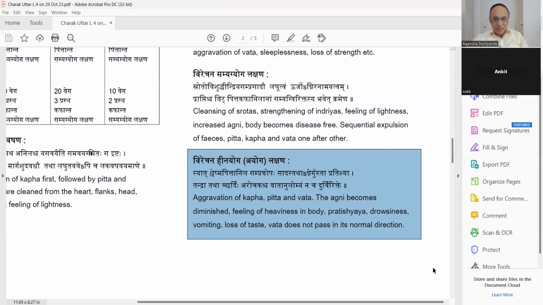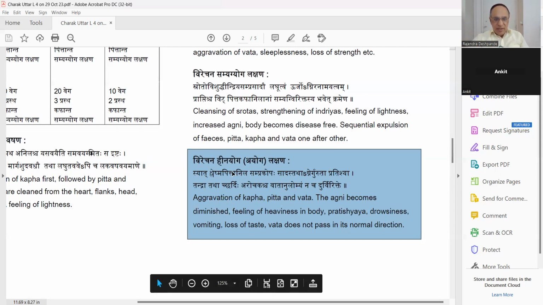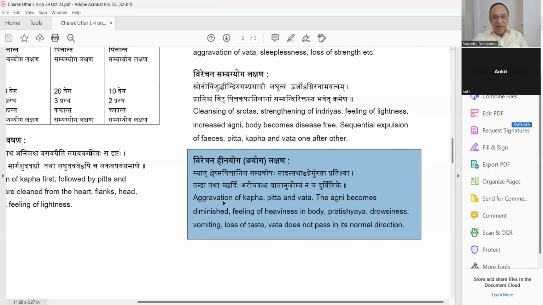What will happen? Here you can see. I think most of the Marathi Devanagari is clear, no distortion. Aggravation of Kapha, Pitta and Vata. That means their problems will not be sorted out. It will remain as it is. The Agni becomes diminished. Then feeling of heaviness in the body. Then Pratishyaya.